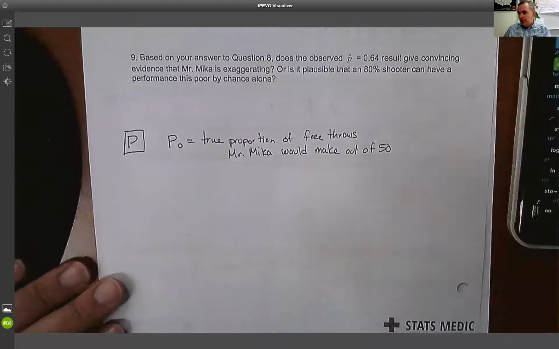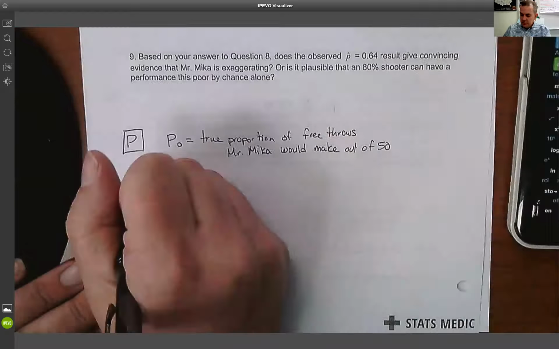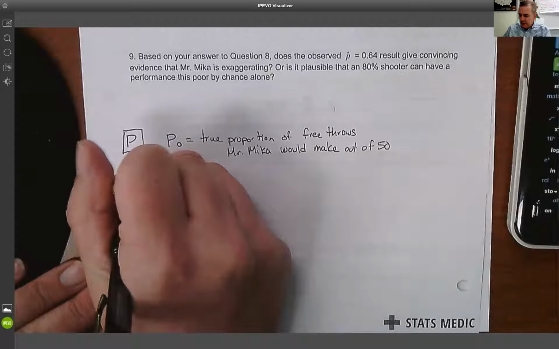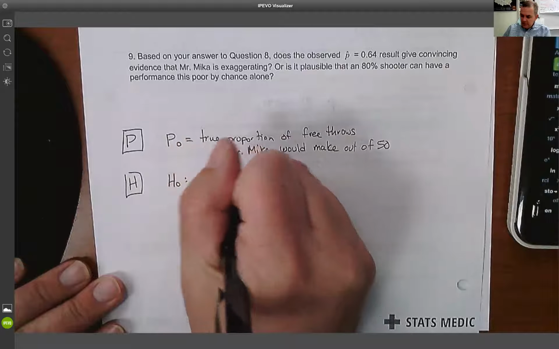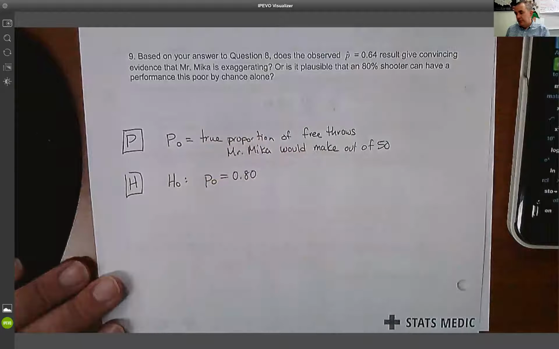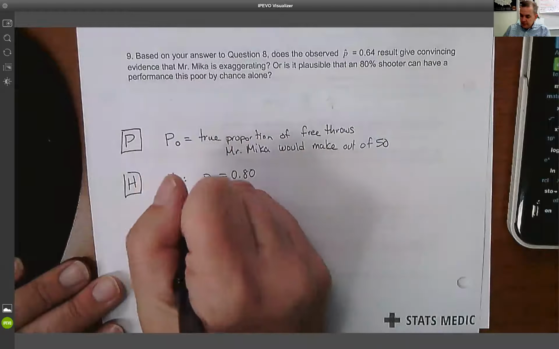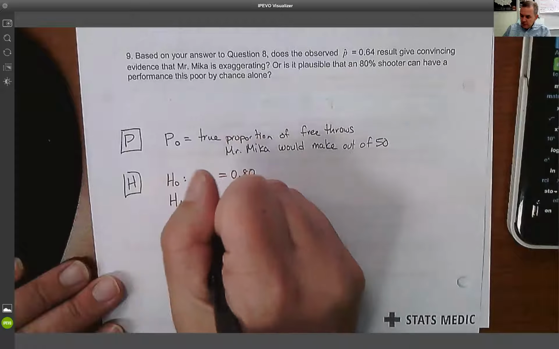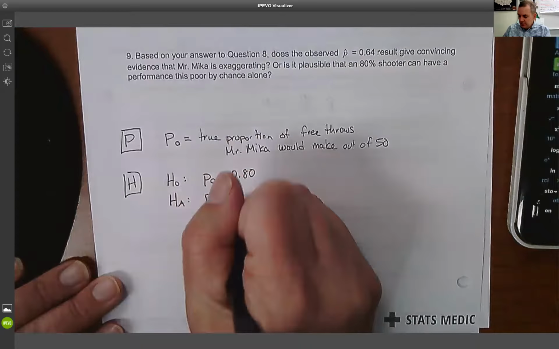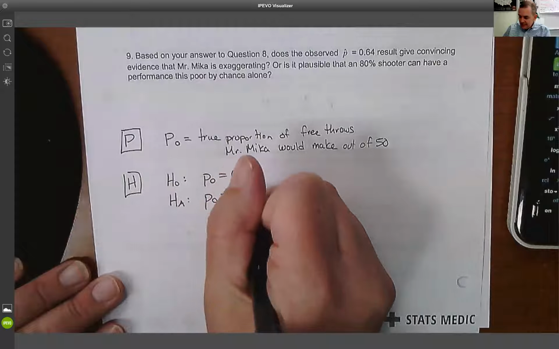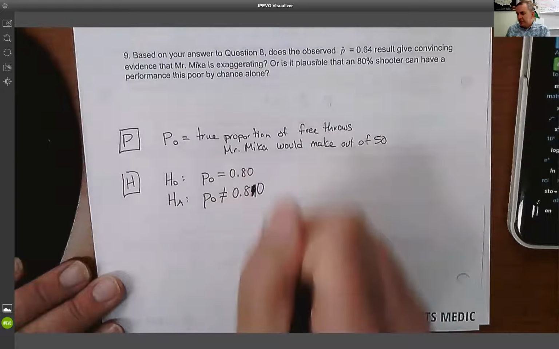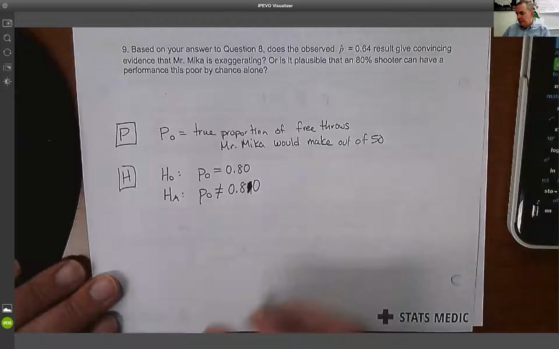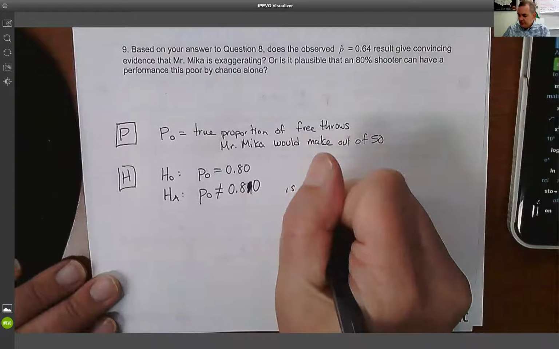The next thing we're going to do is state a hypothesis. In this question, the null hypothesis is that we're going to grant Mr. Micah's claim that he's an 80% free throw shooter. And in the alternative, we're going to try and prove that he maybe is not an 80% free throw shooter. So it is different. This is a two-sided test.